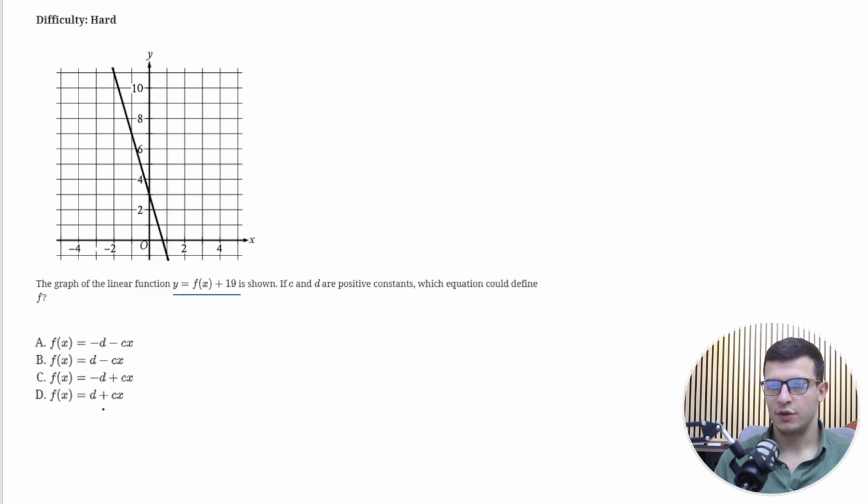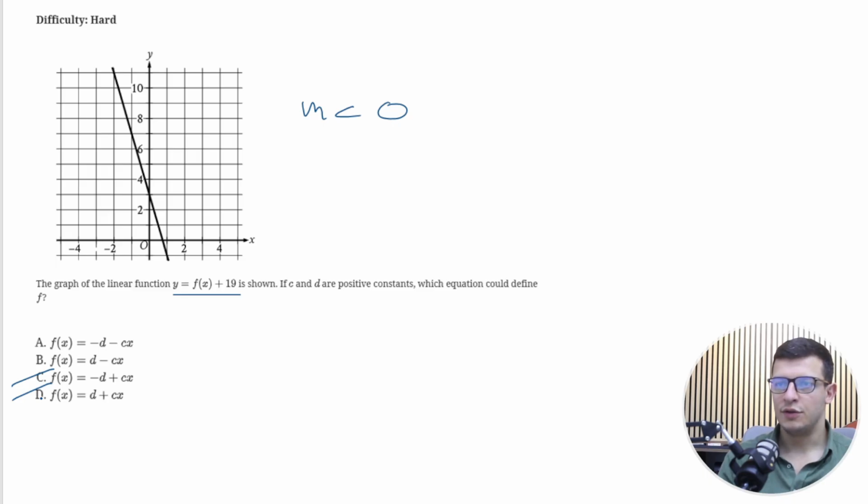Okay, I see that this graph is going downwards, right? This is a downward graph, which makes m, meaning the slope, negative. So I know for a fact that m needs to be less than 0. Now what is m? M is the coefficient of x. So I'm looking at my answers here, A, B, C, D, and I see that only A and B have negative slope, so C and D are out. Now I'm left with negative d minus cx and d minus cx.